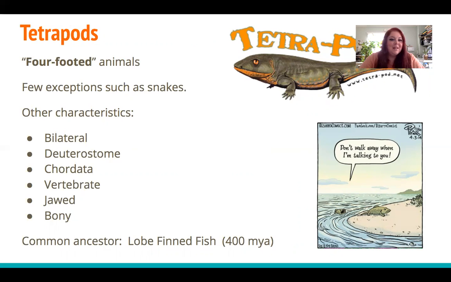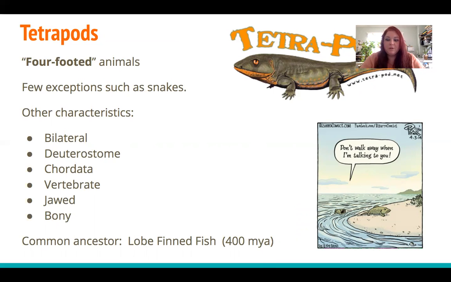The only exception really is snakes. There's another lizard that doesn't have legs. It's a legless lizard, but they're still considered tetrapods because they have all of these other characteristics. They're bilateral, so that means if you cut them in half, they're equal on both sides, not unlike sponges, and starfish were radial.